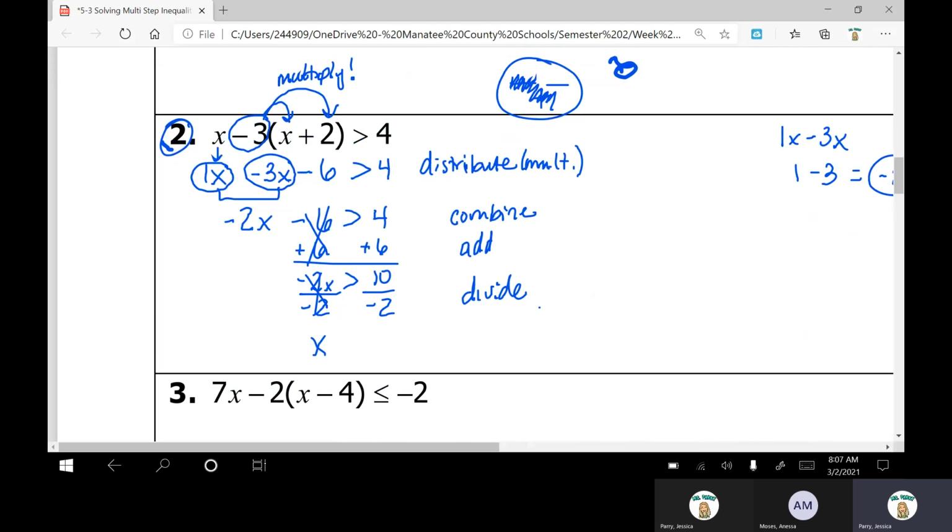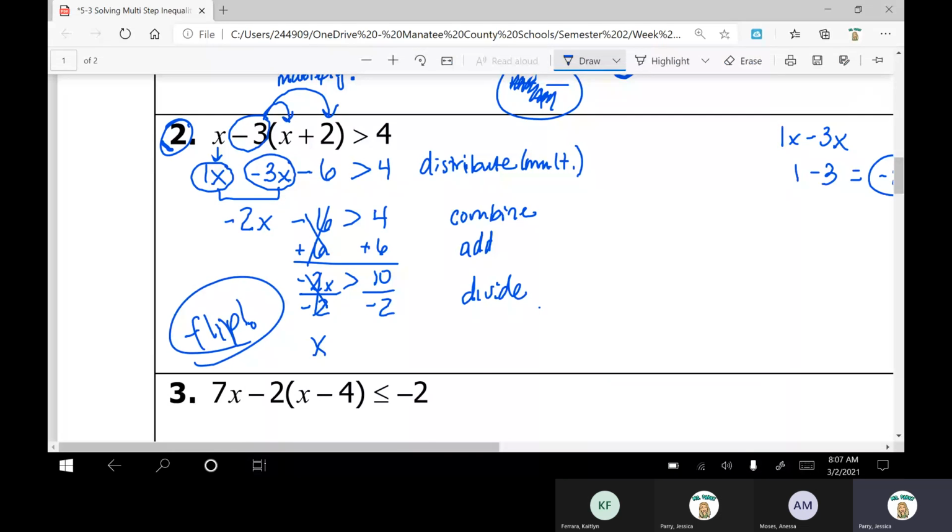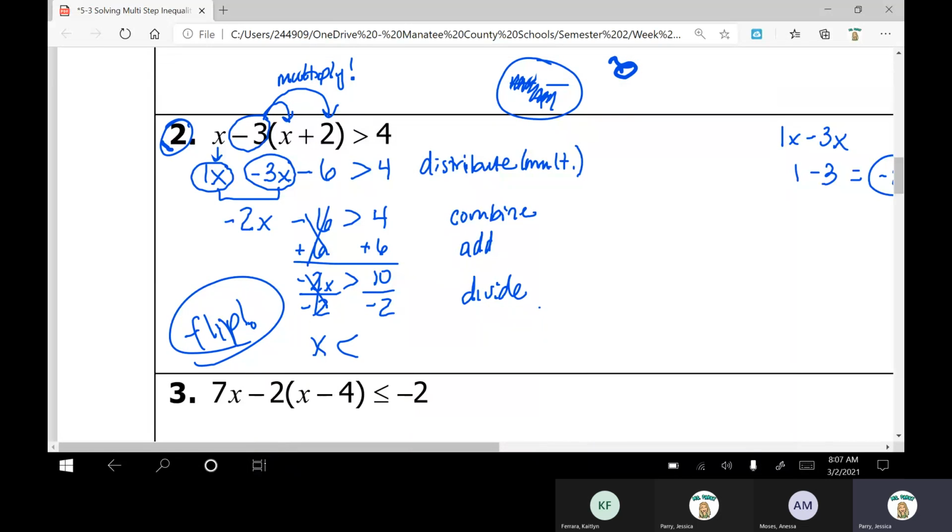And remember, there is a golden rule for multiplying and dividing with inequalities. What should we do with the sign if you multiply or divide by a negative number? Do you remember? What should I do with the sign? Flip it. Perfect. Okay, so let's go ahead and flip our sign because we're dividing by a negative number. So I flipped my sign, and then we can finish our division.